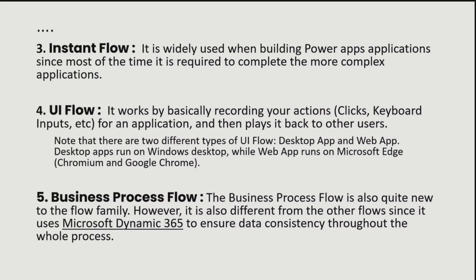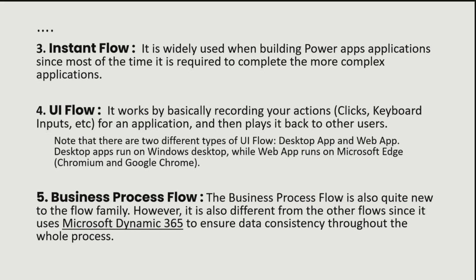Instant flow is for manual triggers, or when some file is selected. Whenever you want to trigger something like that, you can go for the instant flow. UI flow is based on actions like mouse clicks and keyboard input, which are automation capabilities. Whenever you want to work with automation capabilities on desktop apps, you can see here we have two types of UI flows: desktop apps and web apps. So whenever you want to work with automation on a desktop or web app, you can go for the UI flows.